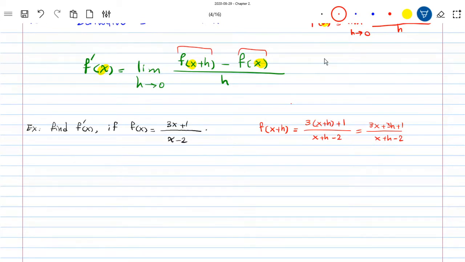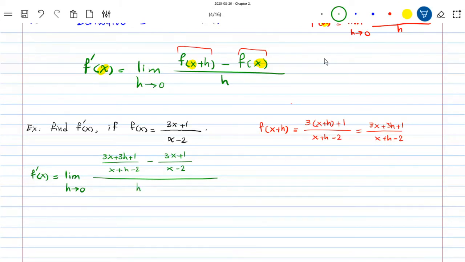Now what we're trying to calculate again is f prime. So let's use that definition of f prime x. It would be the limit as h approaches 0 of f of x plus h, which is 3x plus 3h plus 1 divided by x plus h minus 2, minus f of x. f of x is already given, 3x plus 1 divided by x minus 2. And this is divided by h.